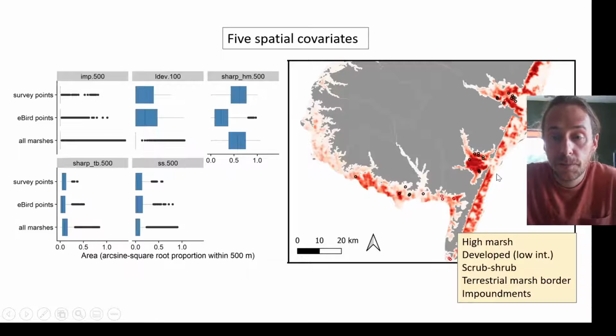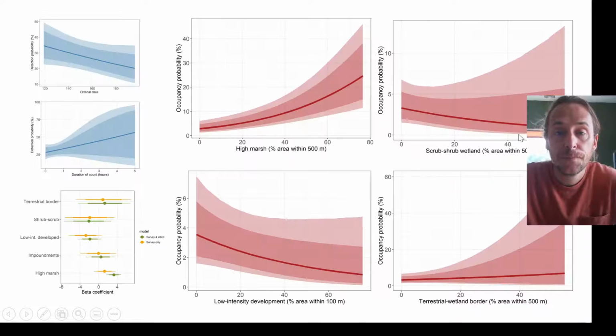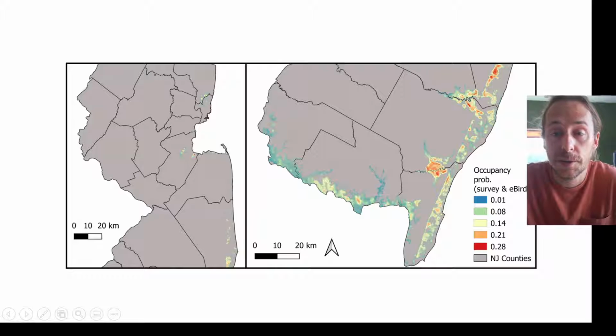So here are some examples of spatial covariates. We use different marsh layers. This is the percentage of high marsh habitat in a region. And we basically build a statistical model that forms the background for this map I'm going to show you next, which is where the real integration could happen with habitat models and resiliency planning.